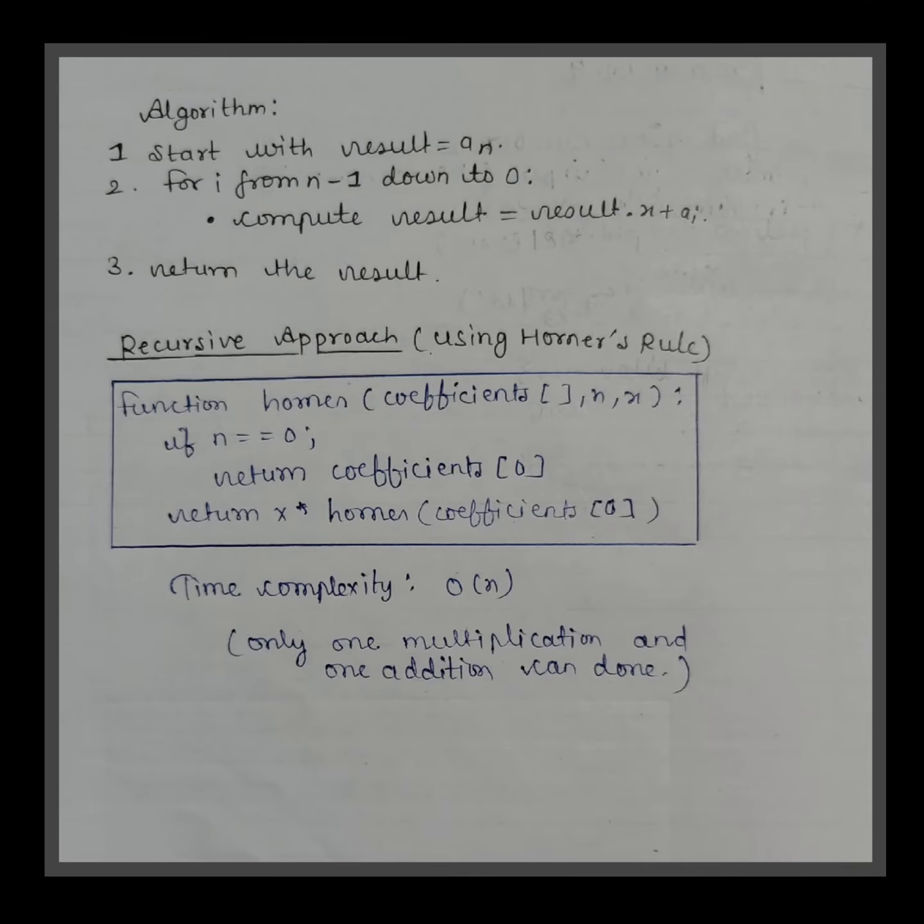Now for the recursive approach, given the algorithm, start with result equals a_n. For i from n minus 1 down to 0, compute result equals result times x plus a_i. Return the result. Given program: function Horner(coefficient matrix, n, x). If n equals 0, return coefficients[0]. Return x times Horner(coefficient matrix, n-1) plus coefficient. Its time complexity is O(n).